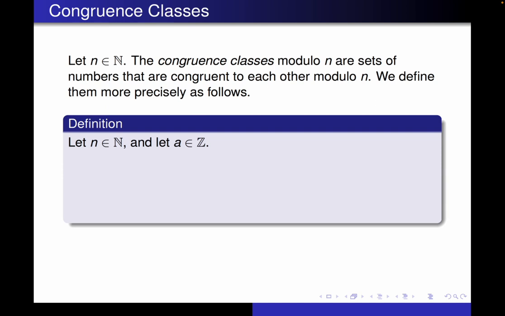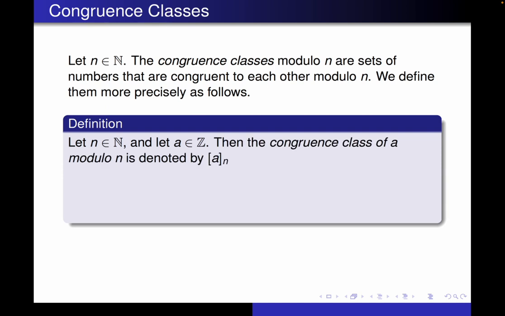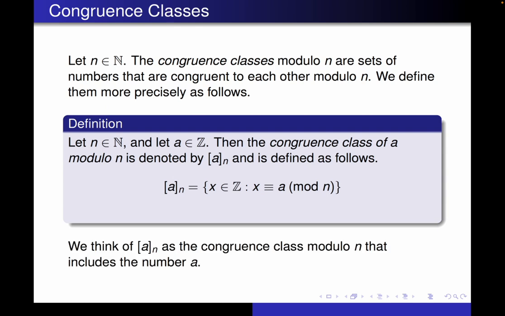If n is a natural number and a is an element of the integers, then the congruence class of a modulo n is denoted by bracket a sub n, and is defined as bracket a sub n equal to the set of all integers x such that x is congruent to a mod n. We can think of bracket a sub n as the congruence class modulo n, or the team, that includes the number a. In other words, a is on the team, and we're looking for all its other team members.